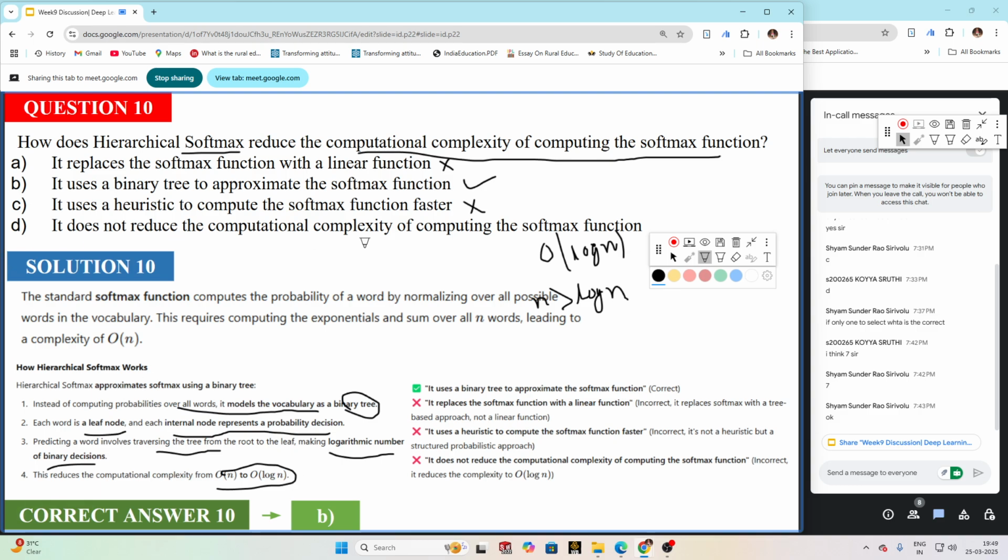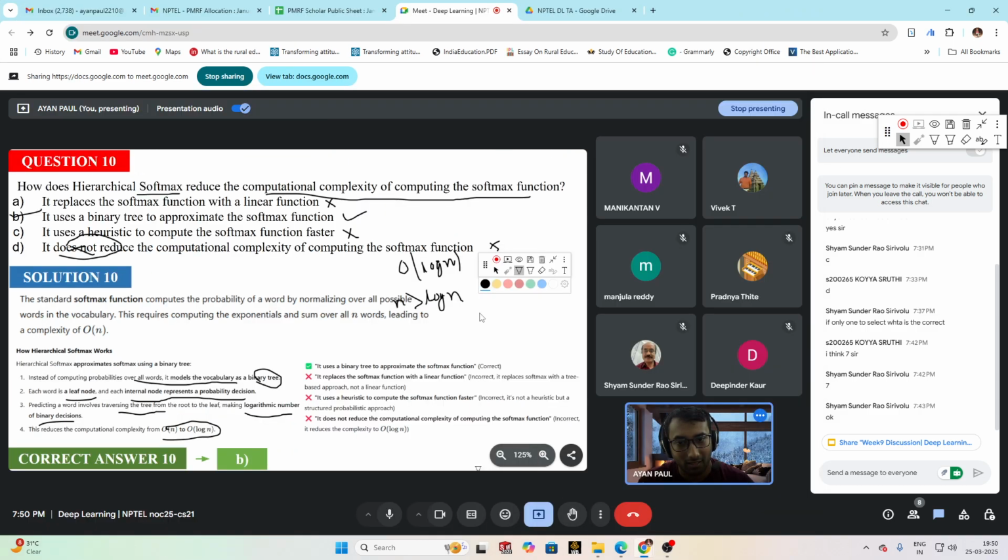So that is why option D is false, because as written it does not reduce. This is the first thing. It replaces the softmax function with a linear function. This also does not make any sense. It uses a binary tree, yes, this is correct, and the heuristic one is also incorrect. So option B is the correct answer. So, is it clear to all of you?